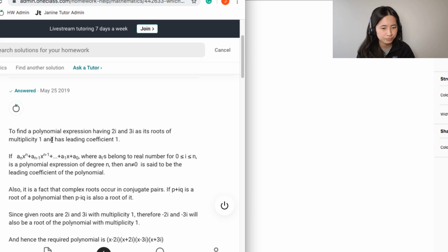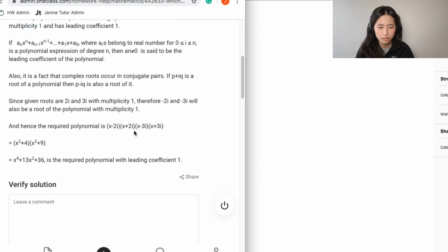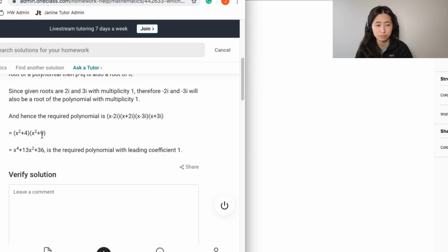Okay, so they're saying that to find a polynomial expression having 2i and 3i, and by the way, what is this i behind 3 and 2? These are what you call imaginary numbers. If you recall, we have real numbers and imaginary numbers. So for complex roots, say for example, you're looking at x squared plus 4 and x squared plus 9, you can't really factor them out, right?